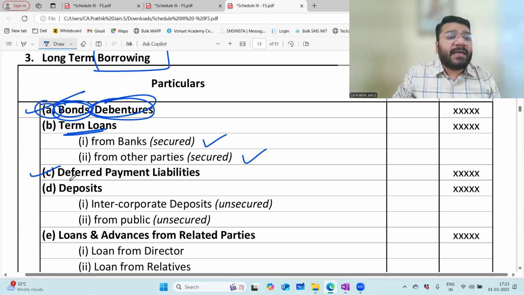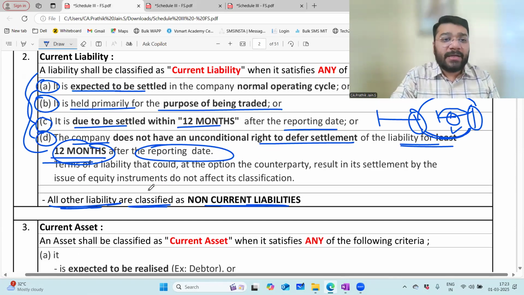Then C comes deferred payment liabilities. What is deferred payment liabilities?